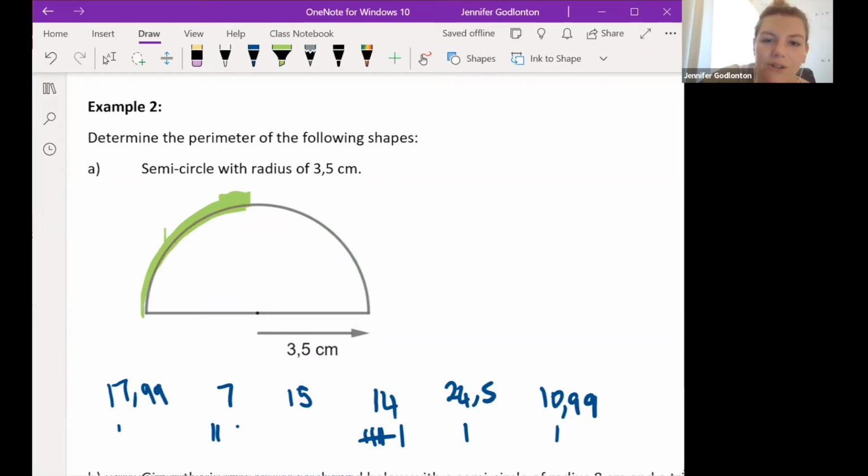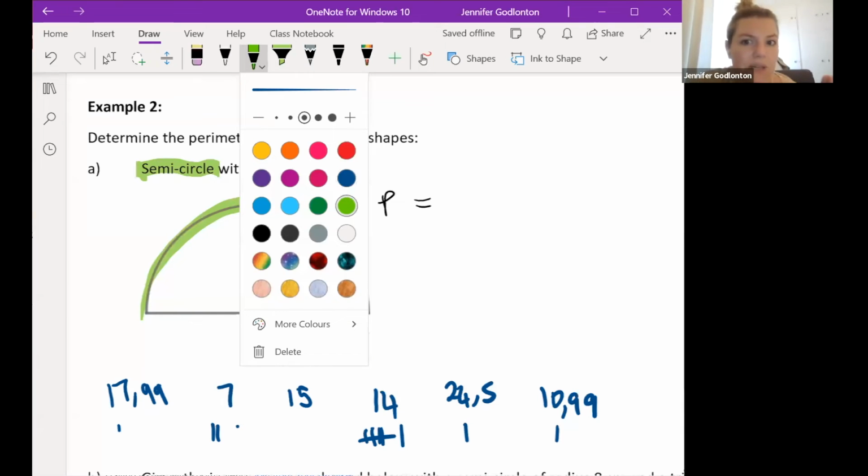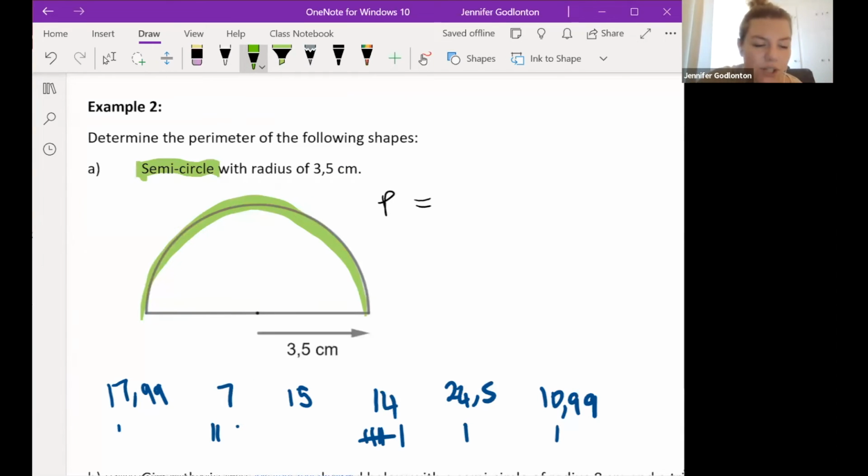This that I've highlighted, something's quite important about it. They've told us it is a semicircle. So if I was working out the perimeter of this whole shape, my perimeter is equal to something plus something. This green part that I've highlighted, how would I work out just that green part? That's the only thing I care about right now. And you don't have to give me the exact numbers. You can give me like an idea.